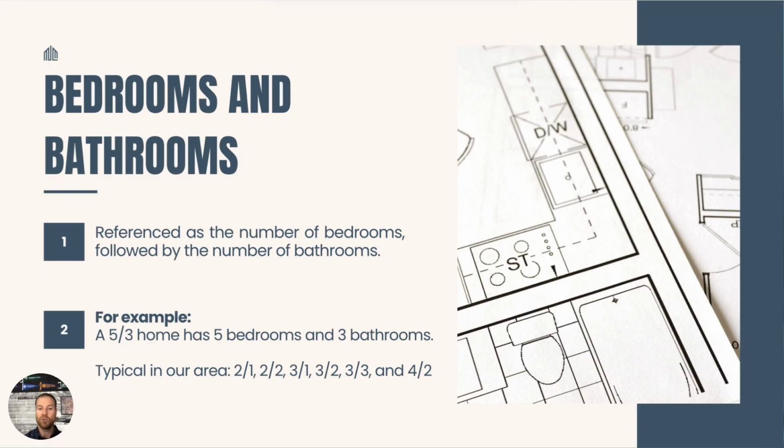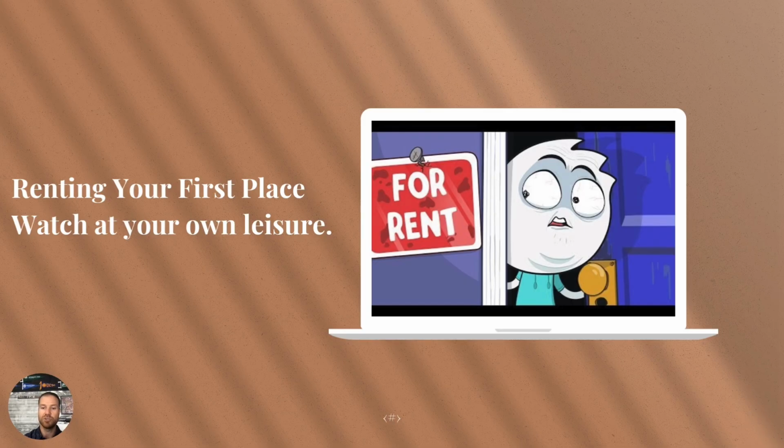Throughout the unit, you'll hear me refer to the configuration of bedrooms and bathrooms, referenced as the number of bedrooms first, followed by the number of bathrooms. For example, a 5-3 home has 5 bedrooms and 3 bathrooms. There's other common types of housing accommodations within the area that I live in California, which is a 2-1, 2-2, 3-1, 3-2, 3-3, as well as 4-2s.